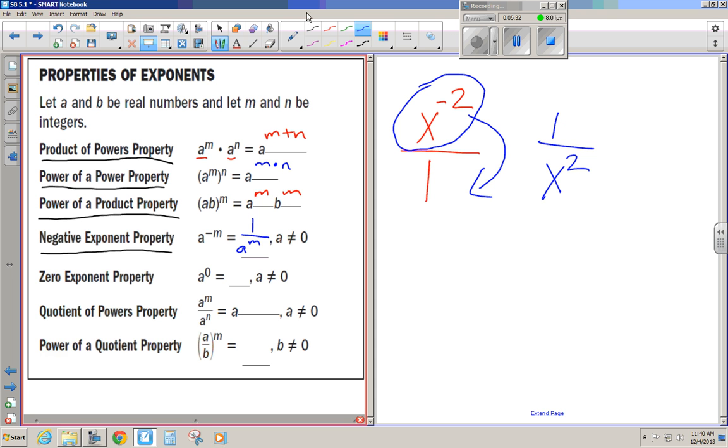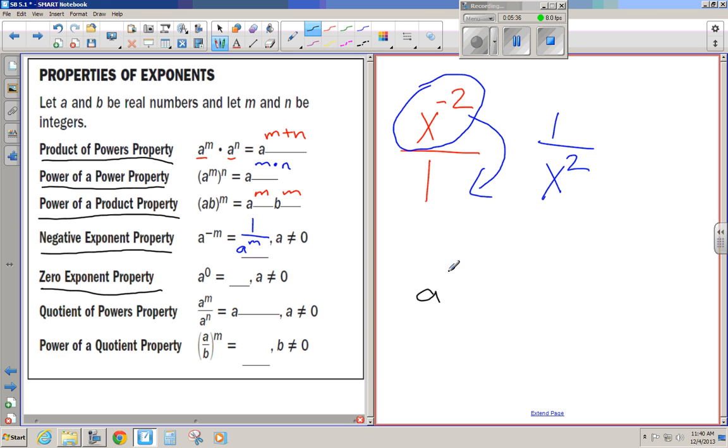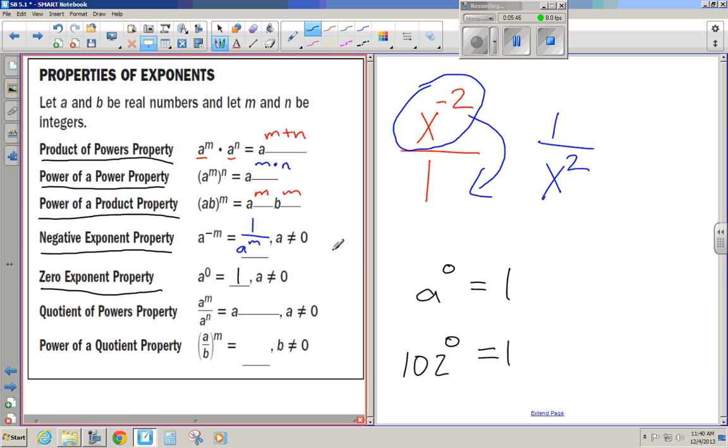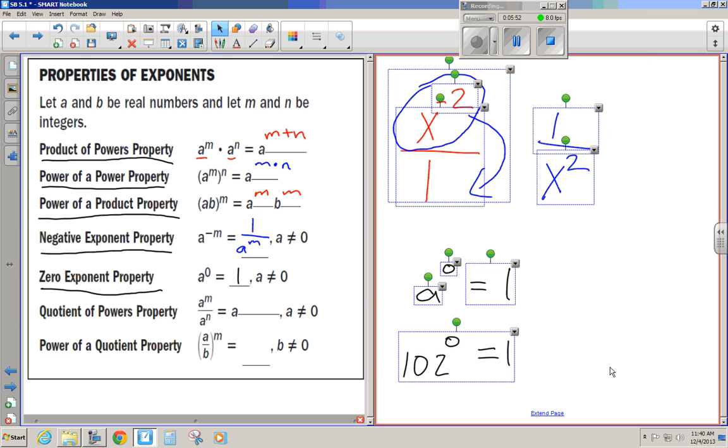The zero property is also a nice one. A to the power of 0 is simply 1. So I could have 102 to the power of 0. That equals 1. All right, so that's that.